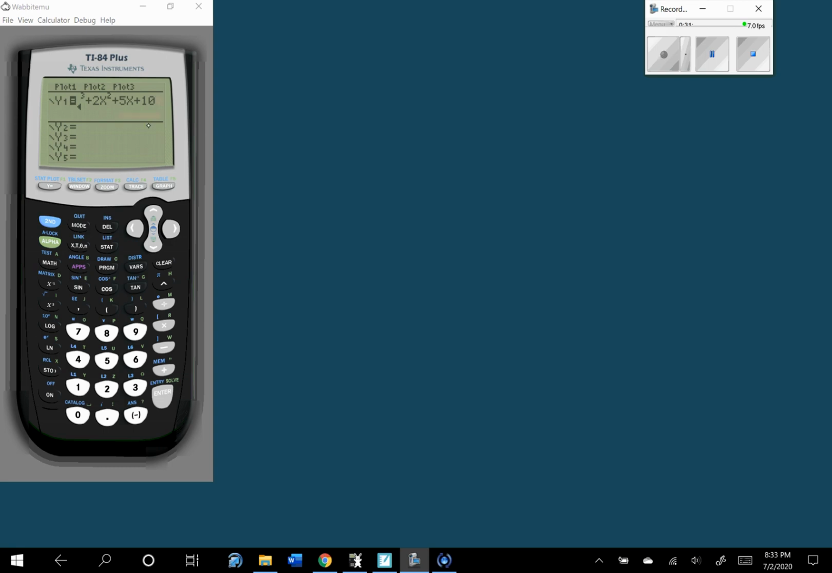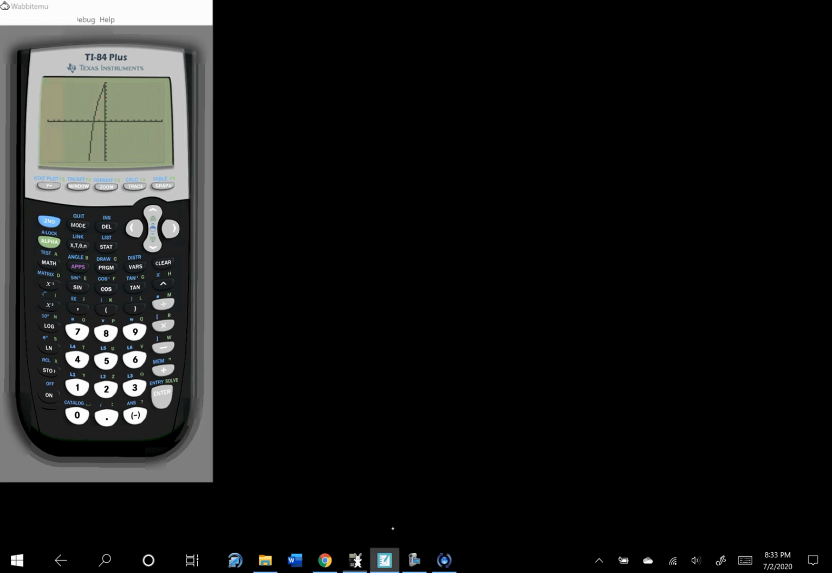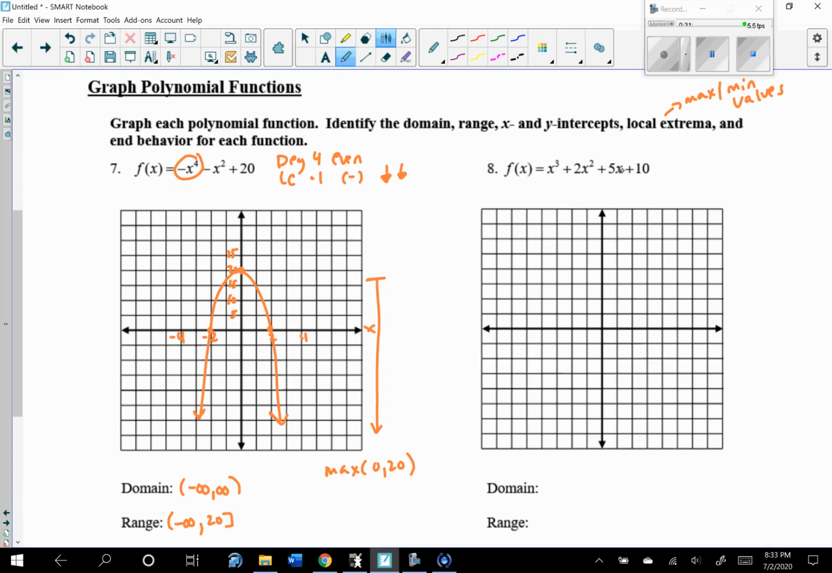So I went ahead and put it in my y equals, and if I hit zoom 6 for, again, a standard window, -10 to 10 for x and y values. If I go back to my equation, I can see that this is in standard form, and this is the leading term. So this is a degree 3, which is odd, and the leading coefficient is 1, which is positive. So odd, positive means the left end's down and the right end goes up.